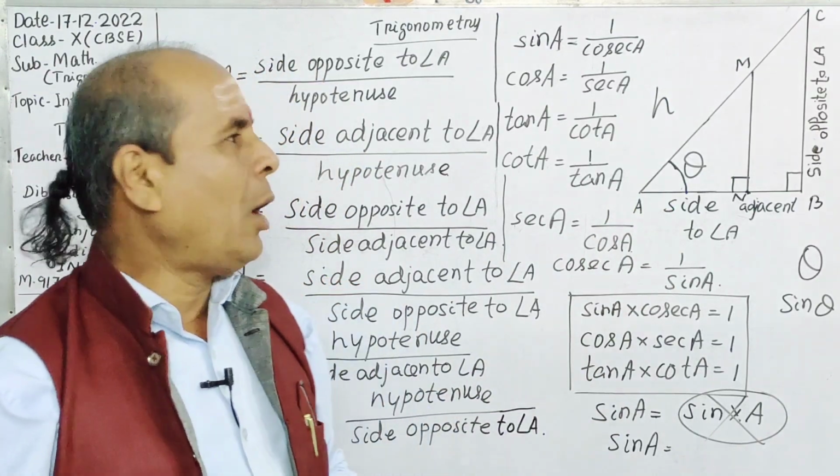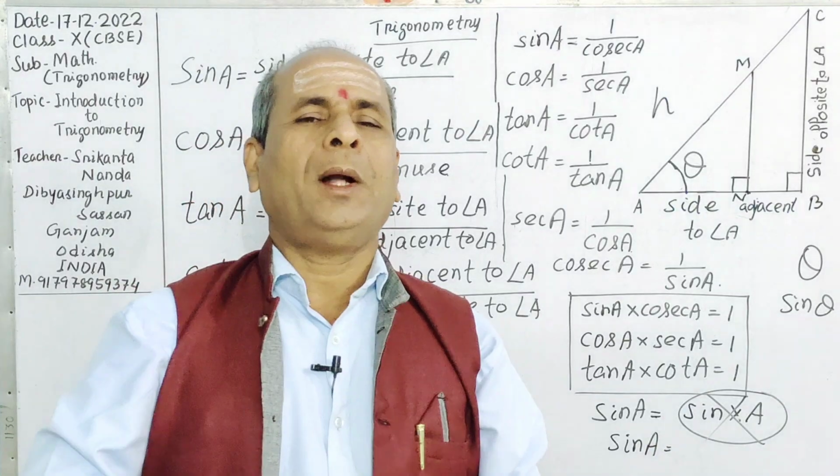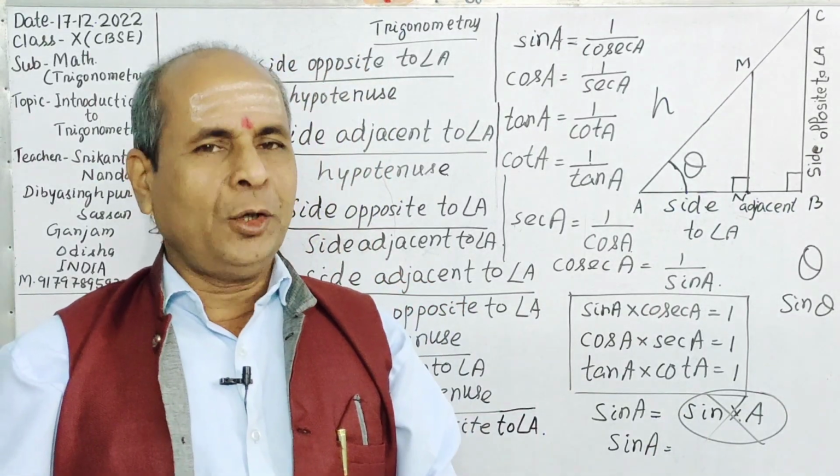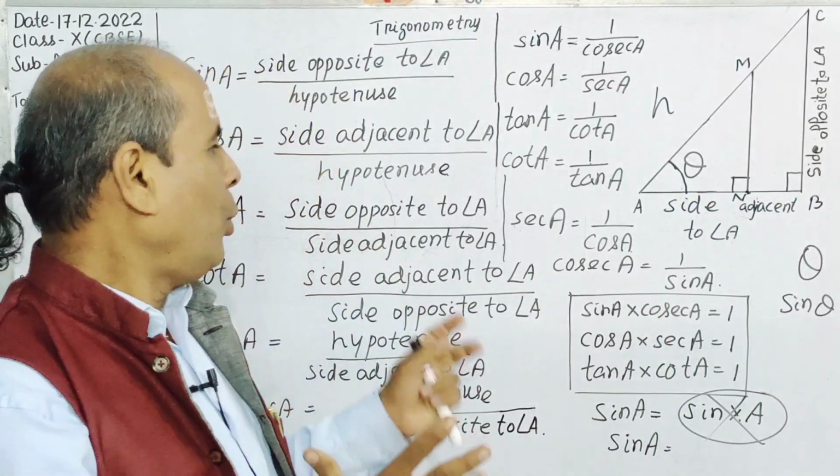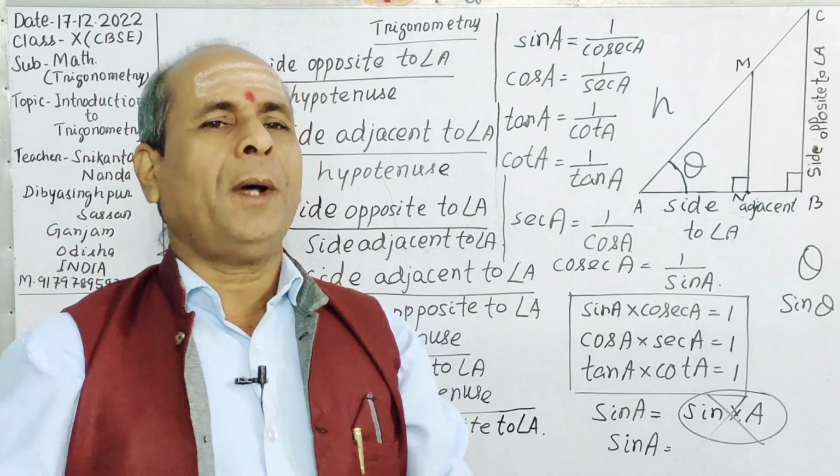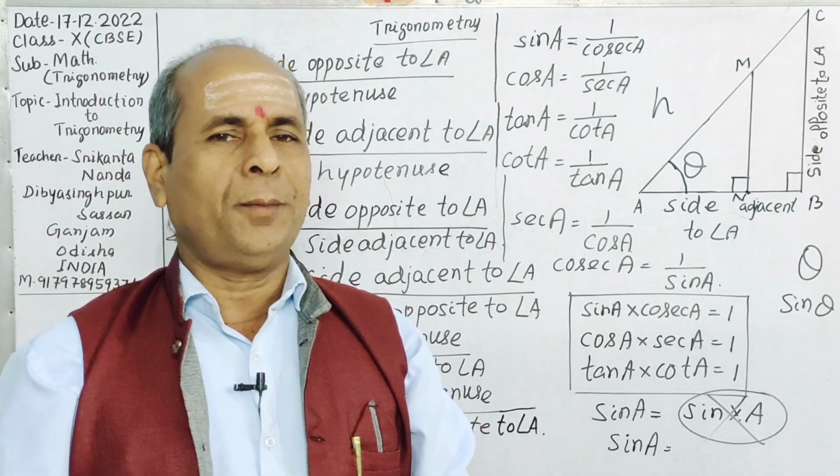So here we learned about the different trigonometric ratios of an acute angle, and we derived some formulae. They will help us in solving problems in our future classes.